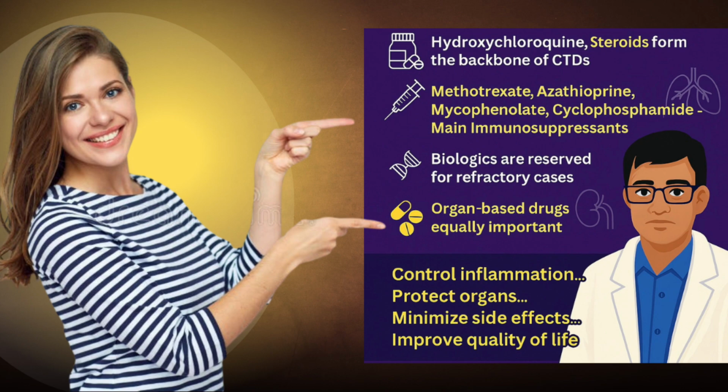So finally, Dr. Yogesh summarizes that hydroxychloroquine and steroids form the backbone of many CTDs. Methotrexate, azathioprine, mycophenolate, and cyclophosphamide are the main immunosuppressants. Biologics are reserved for refractory cases. And organ-based drugs, like calcium channel blockers for Raynaud's, ACE inhibitors for scleroderma renal crisis, or anticoagulants for APS, are equally important. The goal is simple: control inflammation, protect organs, minimize drug side effects, and improve quality of life.